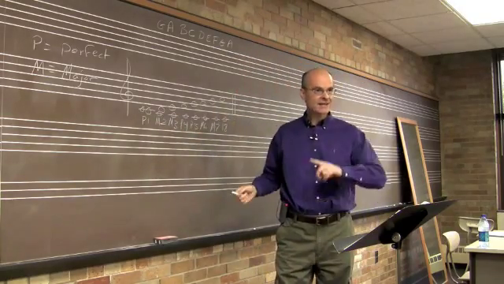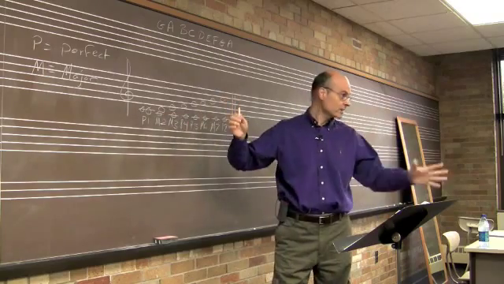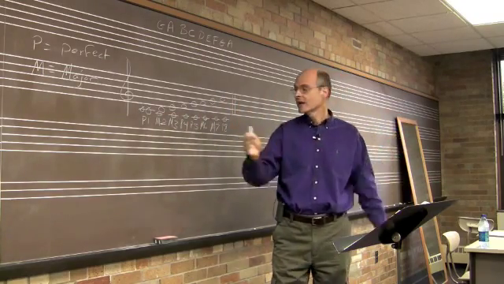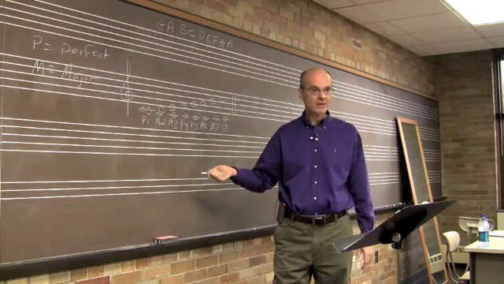1, 4, 5, and 8, for right now, are perfect. 1, 4, 5, and 8 will always be perfect. That's just for right now. That's all I want to concern ourselves with. 2, 3, 6, and 7 in major keys will always be major.